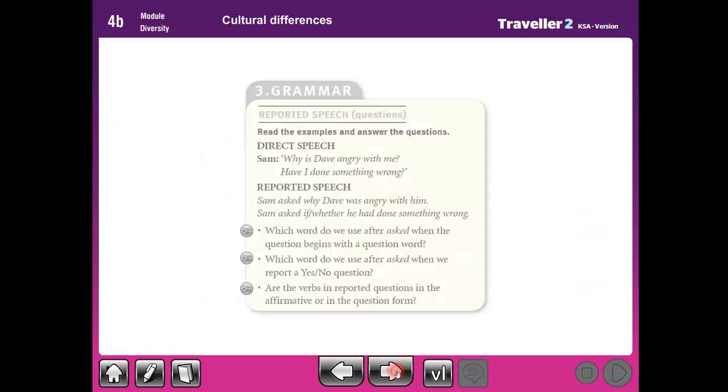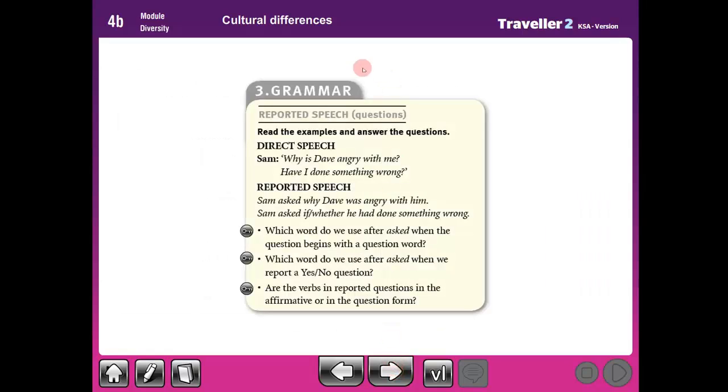Okay, my dear students. Now we will discuss grammar. We will complete reported speech questions. Read the example and answer the questions. Direct speech. Sam, why is Dave angry with me? Have I done something wrong?